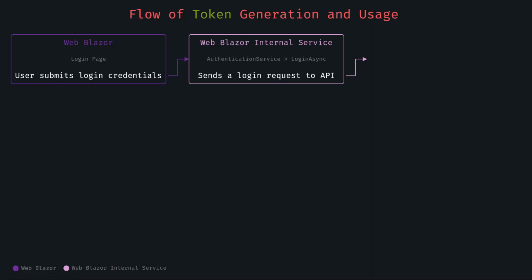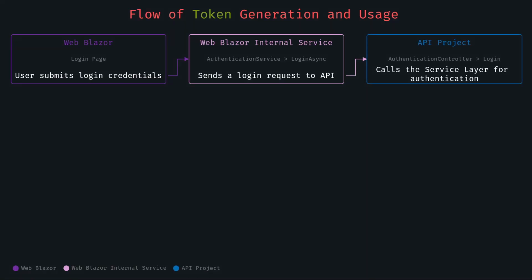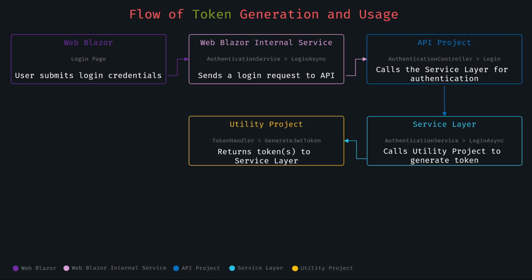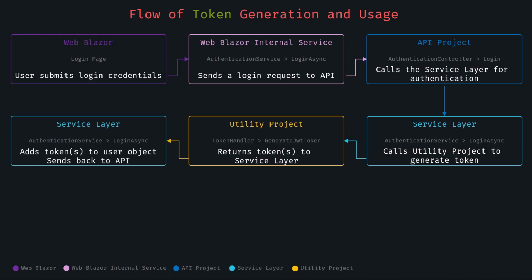This service sends a login request to the API. The API project catches that request in the authentication controller, and then it forwards the job to the service layer, where the actual authentication magic happens. In the service layer, we call the utility project, and inside that, we use the GenerateJwtToken method to create our token. In this episode, we're focusing on the access token. Later on, we'll add a refresh token to the app, so it can automatically retrieve a new access token when the current one expires. The token gets sent back to the service layer, where it's attached to the user object.